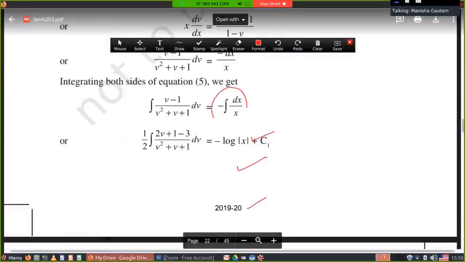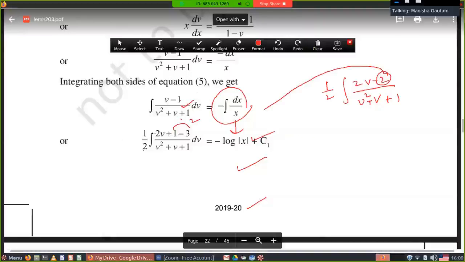Integrate it on both sides. The integration of this is this one. Now the integration part: linear upon quadratic. Here, multiply and divide by 2, and arrange this minus 2 like this. Minus 3 plus 1, it is minus 2. The arrangement of 3 can be done like this: 3 minus 3 plus 1, that is minus 2.